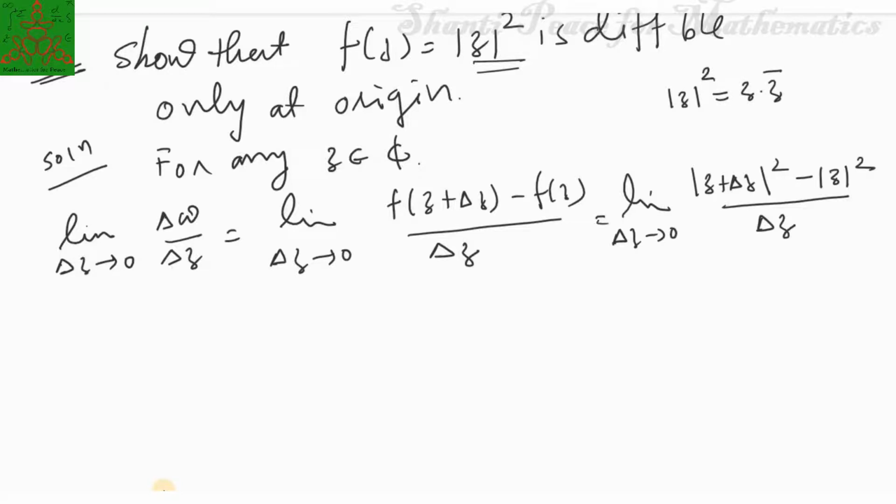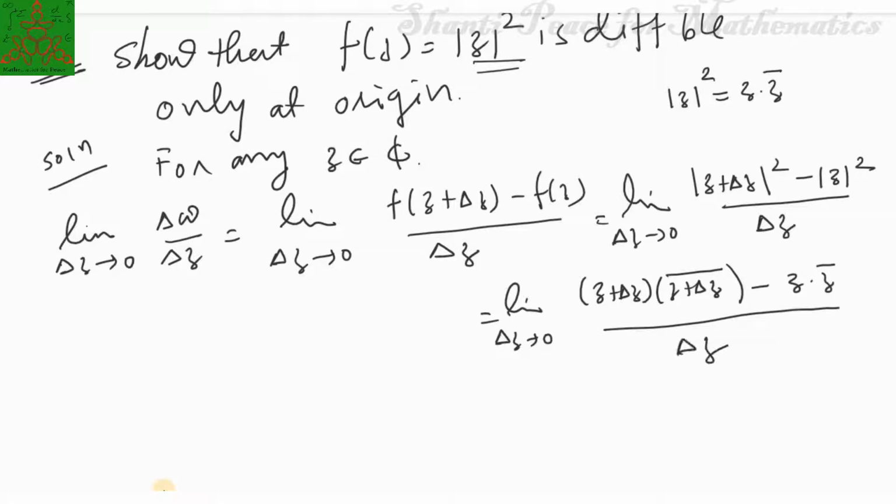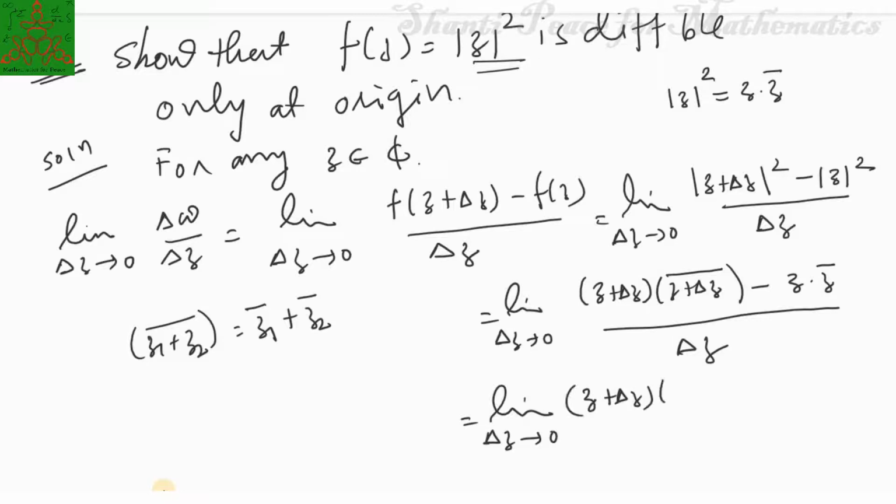So due to that we can write this as the limit as delta z tends to 0 of z plus delta z into z plus delta z bar minus z into z bar upon delta z, and you know that the conjugate of z1 plus z2 we can write as z1 bar plus z2 bar. So that's why we can write it as the limit as delta z tends to 0 of z plus delta z into z bar plus delta z bar minus z into z bar upon delta z.